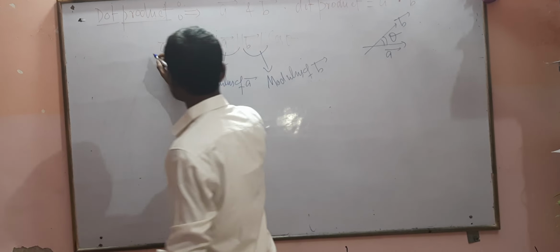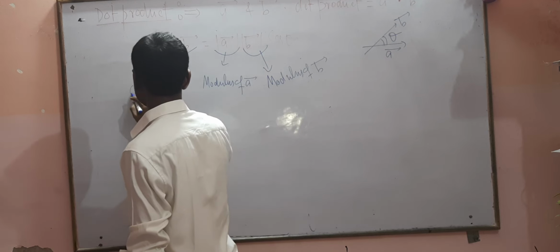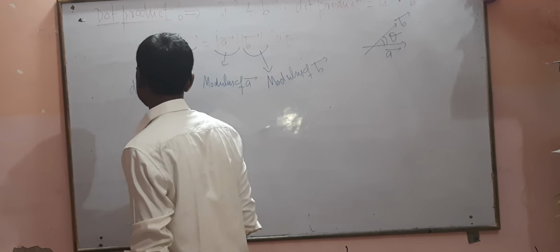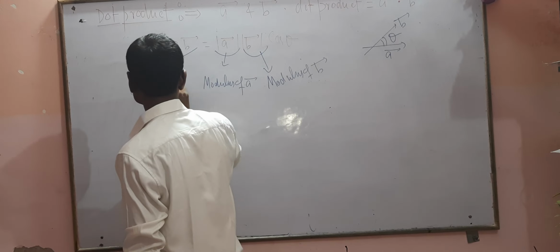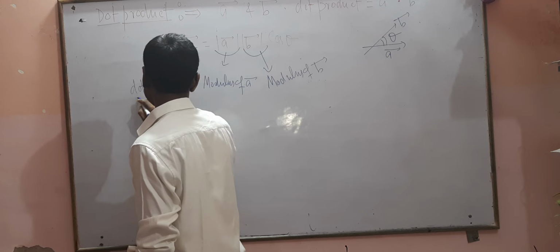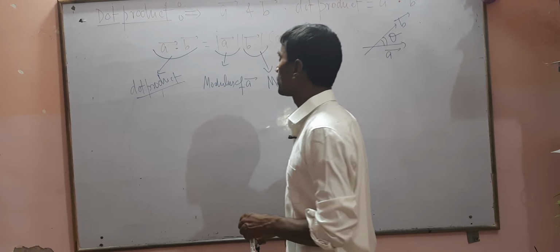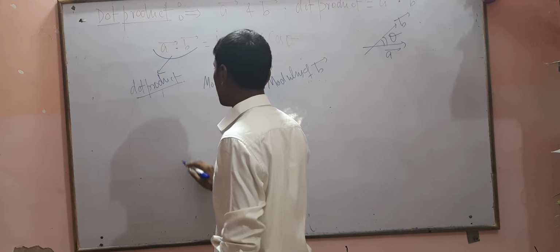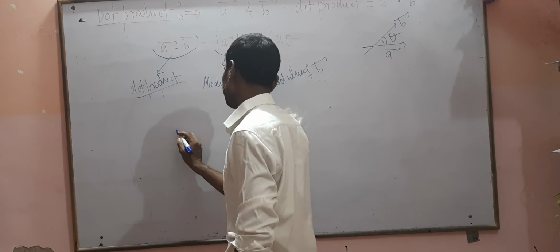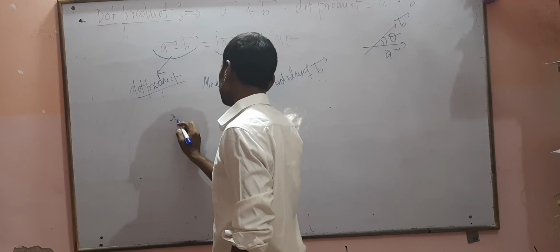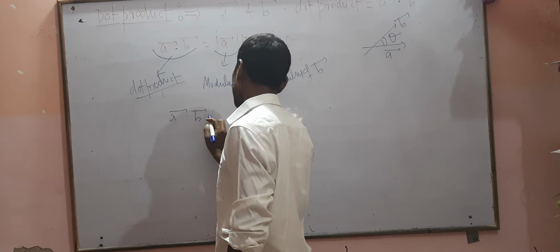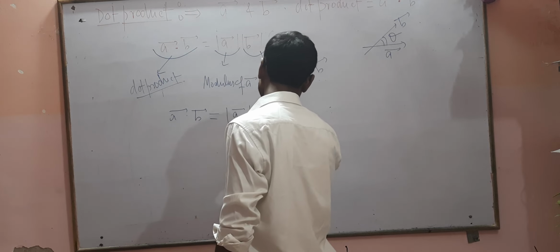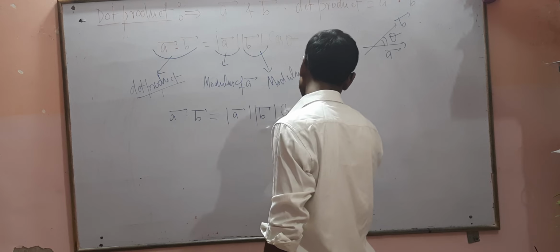This whole expression is known as the dot product of A and B. So A dot B equals mod A mod B cos theta. This is the formula: mod A mod B into cos theta.